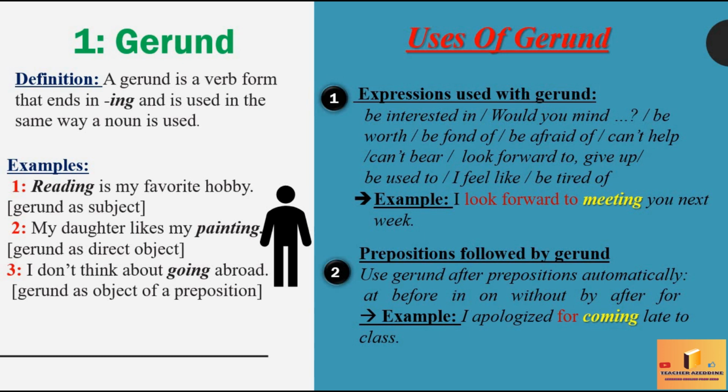Number two. My daughter likes my painting. The gerund here is painting, and it is used as a direct object. Sentence number three. I don't think about going abroad. The gerund here is going, and in this situation, it is the object of the preposition about.